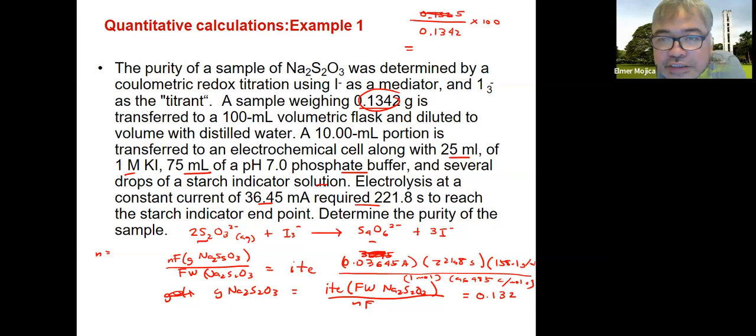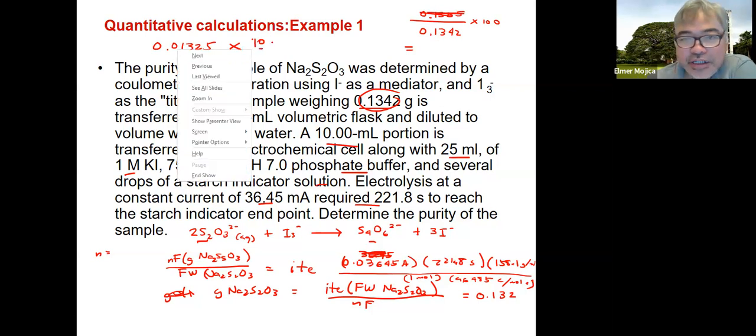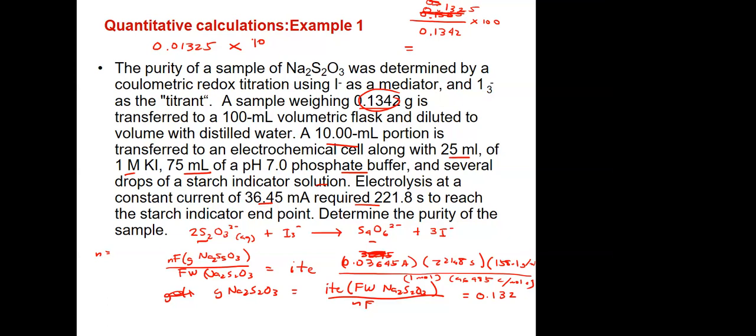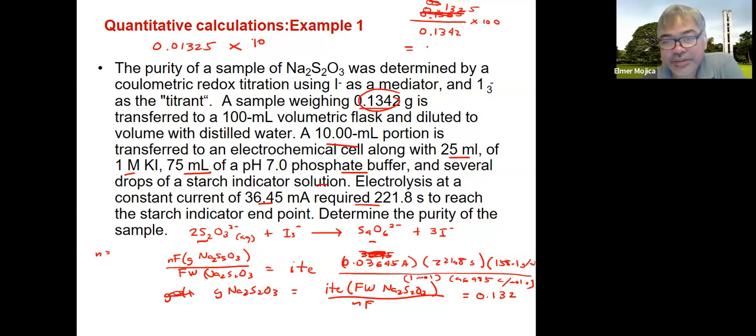Wait, it's actually 0.013. Yours is right, 0.01325. And then, I think there's a condition here: 10 ml is transferred. So we have to multiply this by the dilution factor, 100 over 10, so times 10. So you end up with 0.1325. Sorry, I skipped that portion. So what percentage is it? 98.7. Okay, so it is around 98.7%.